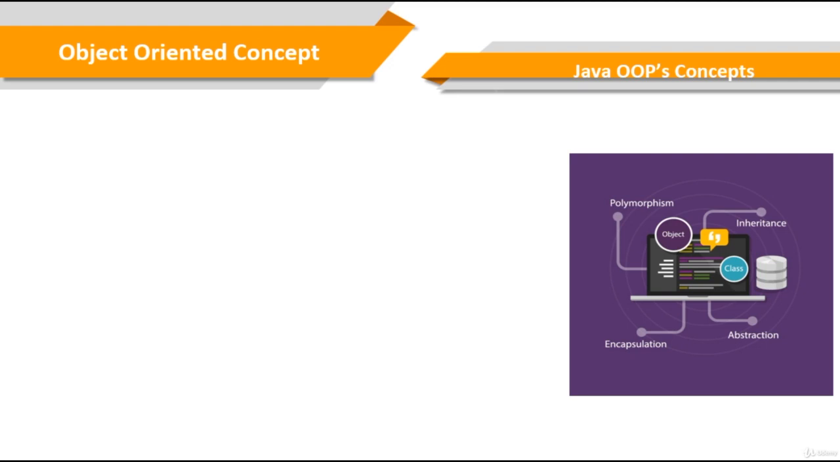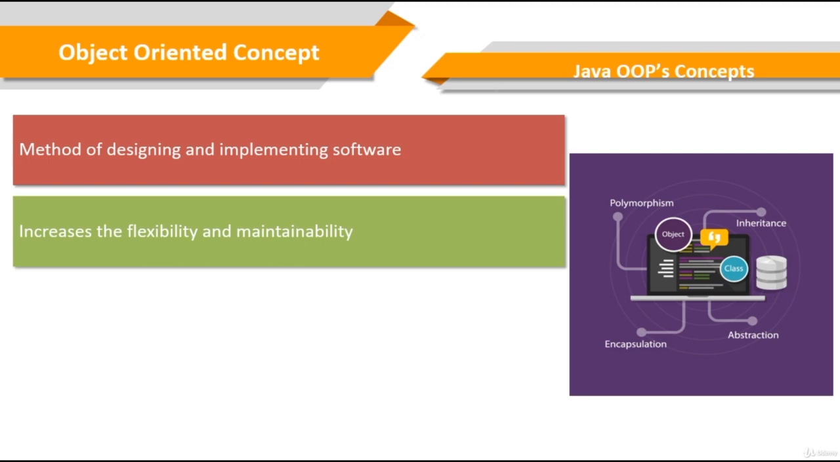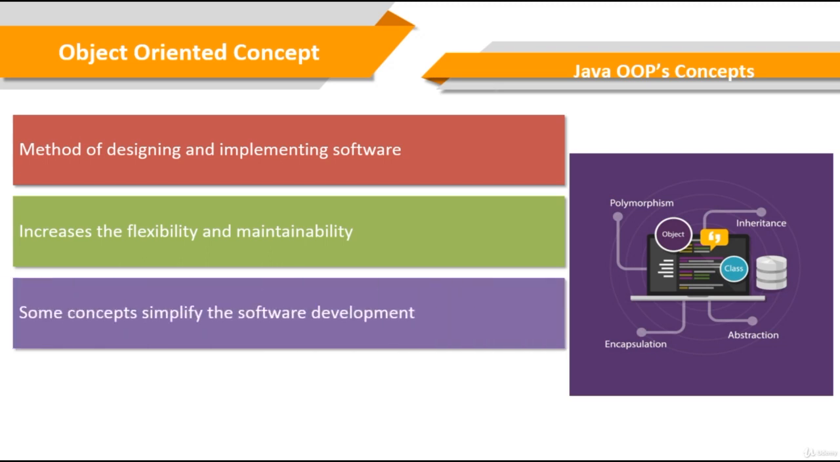Object-oriented programming, OOP, is a method of designing and implementing software. So it covers a pretty broad range. But the primary purpose of object-oriented programming is to increase the flexibility and maintainability of programs. It simplifies the software development process and the maintenance process by providing some concepts.